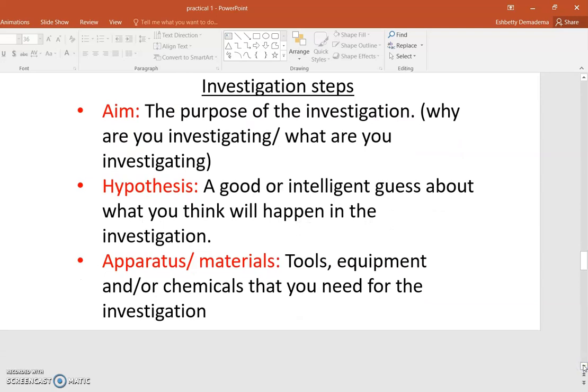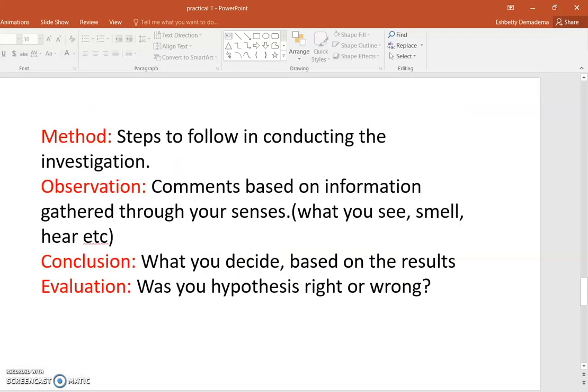And then the next point is our apparatus and materials that we are going to use in the experiment. And these could be your tools, your equipment, the chemicals that you're going to use during the experiment. And then our next step is the method. These are steps to follow in conducting the investigation. What are you going to do? So you list your steps in order. Step 1, this is what you're going to do. Step 2, step 3, step 4.